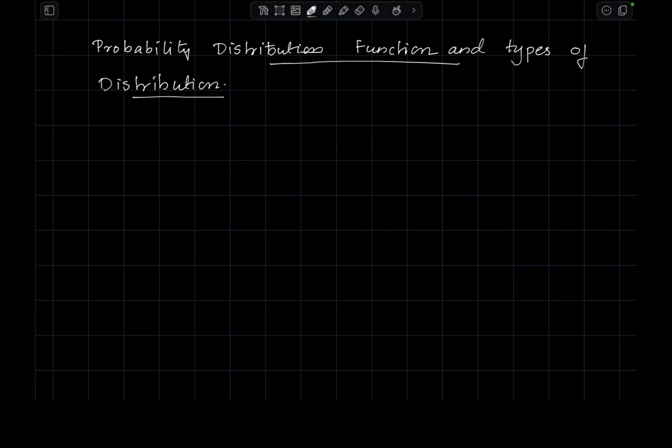Okay, so let's start. So probability density function. So starting with probability distribution function.